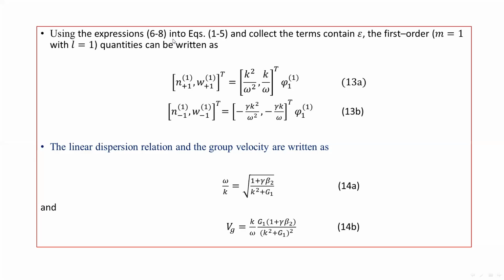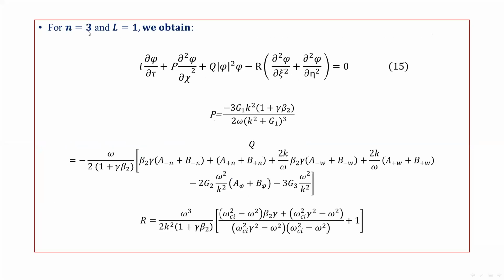Using the expansion equations 6 to 8 in equations 1 to 5 and collecting terms in epsilon, we have the first order of epsilon in this form, and the linear dispersion relation and the group velocity in this form. For n equal 3 and L equal 1, we obtain the 3D nonlinear Schrodinger equation in this form.